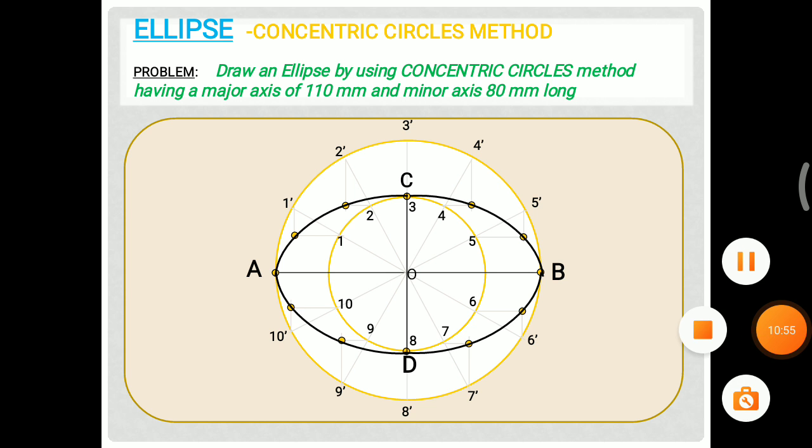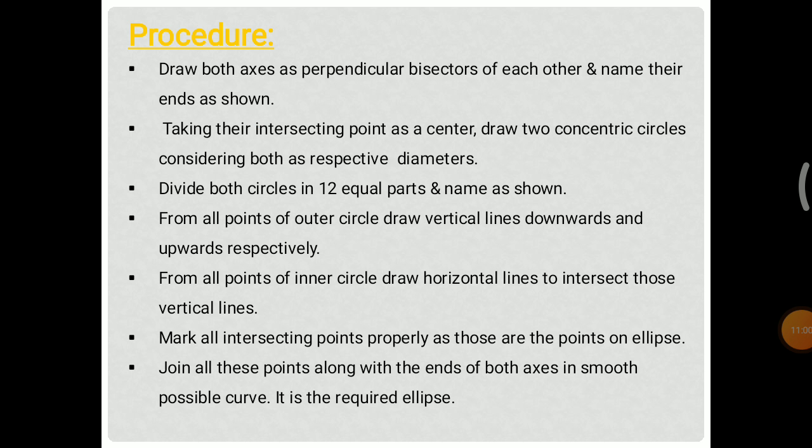So this is the procedure for the concentric circles method. Draw both axes as perpendicular bisectors of each other and name their ends as shown. Take their intersecting point as center and draw two concentric circles. The name concentric circles means one circle is inscribed in the other circle, having a common center. So the center for both the circles is the same.